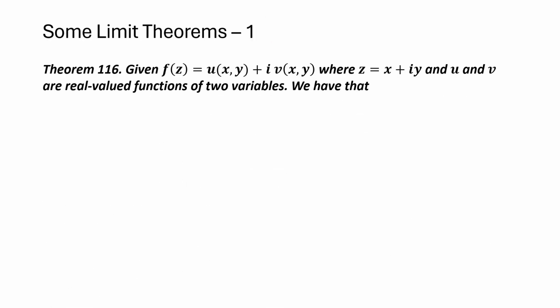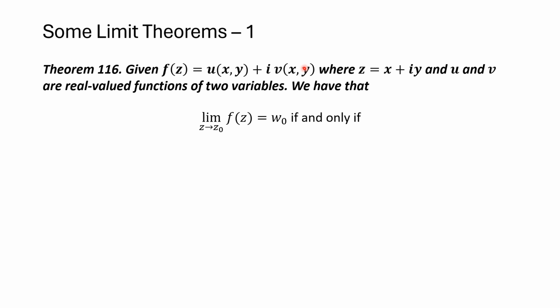The following theorem gives us a way of simplifying finding the limit of a complex function. Basically, we break the function up, f of z, which is complex, into two real valued functions of two variables. We have u of x y, and then v of x y is the imaginary part.